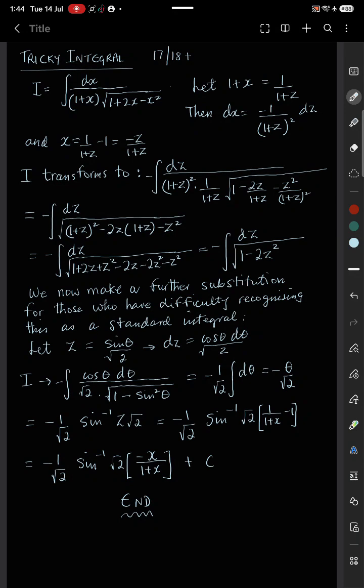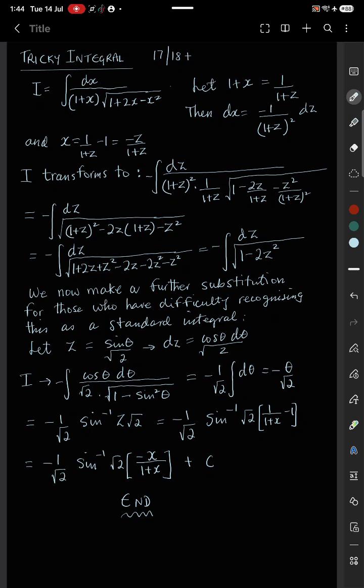Hello. This exercise we want to do a rather tricky integral suitable for years 17 and 18 and above. And I say tricky because we have to use a rather obscure substitution. So let the integral I be the integral with respect to x of 1 over 1 plus x times the square root of 1 plus 2x minus x squared.